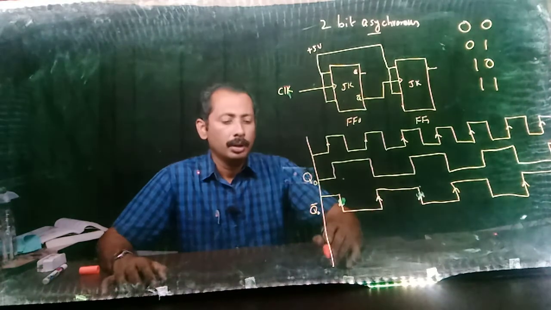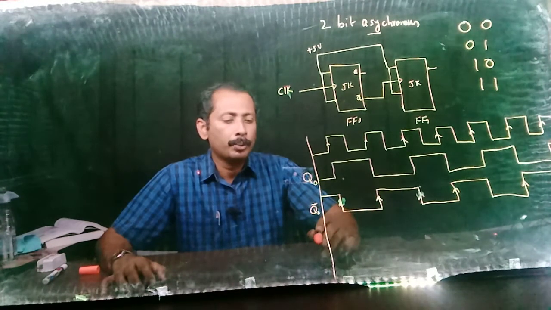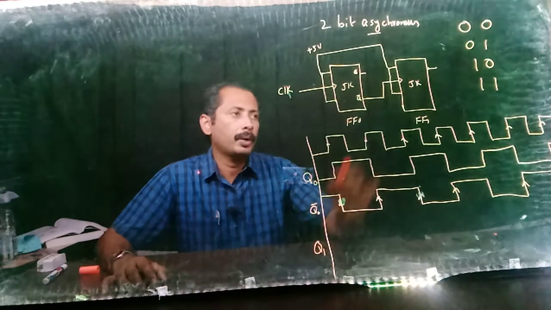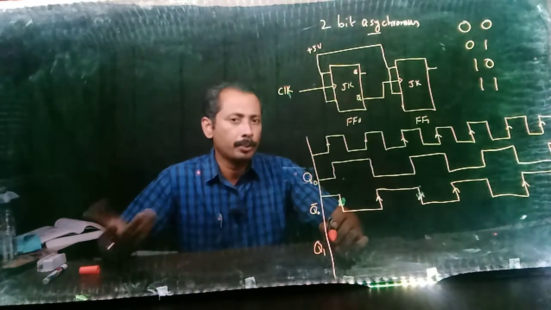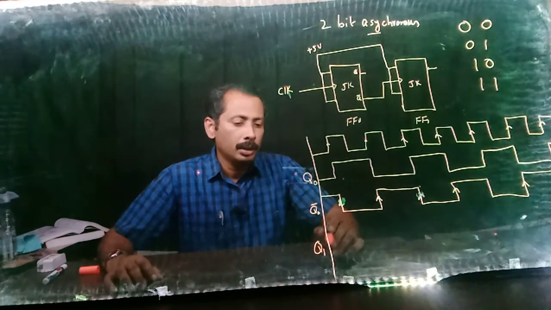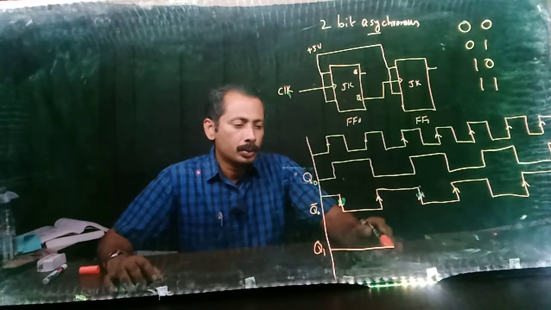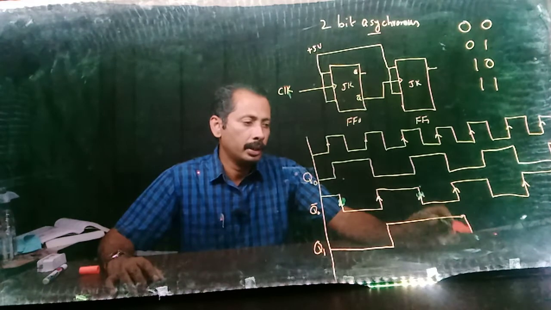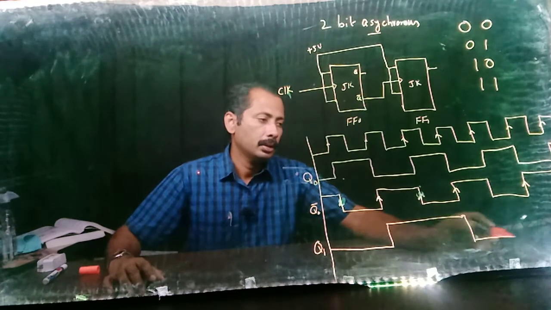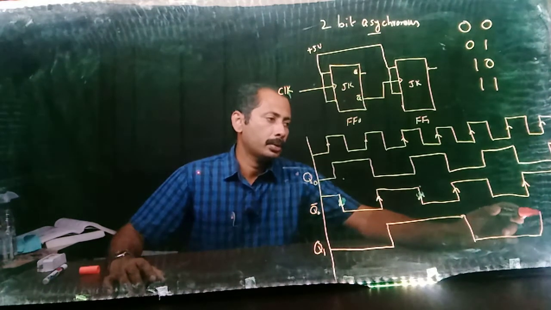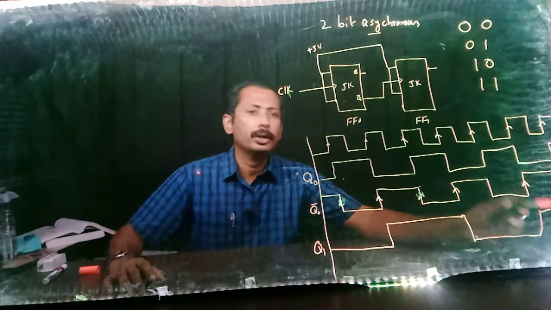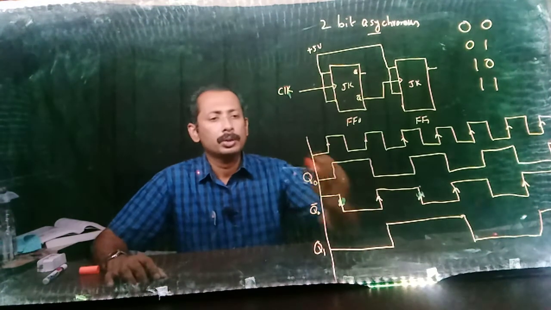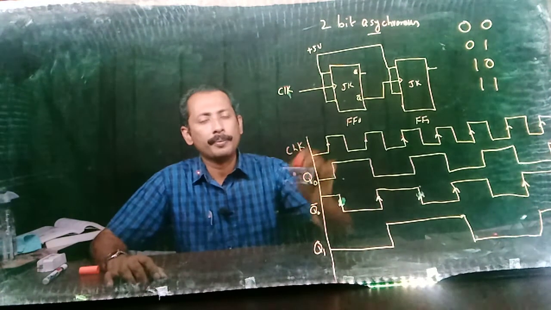Now we can draw the output Q1. What will be Q1? If it was 0 previously, then it becomes 1 at the positive edge. Then it toggles at the next edge, then again toggles at the positive edge and continues. So this was the clock pulse.